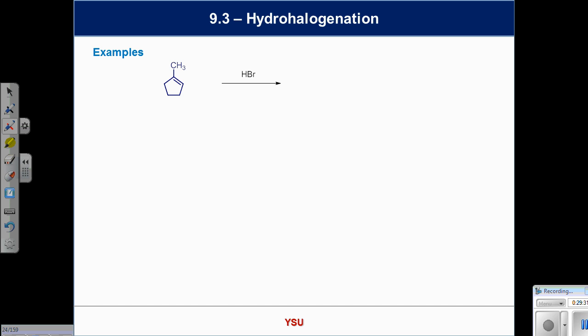Ready? You can add HX, not HF, but HBr, HCl, HI quite easily to an alkene to make very useful materials. And from now on, you can decide where your halogen is going to go. You have the methods to be able to do that, at least on paper so far. So thinking about this, Markovnikov or anti-Markovnikov?